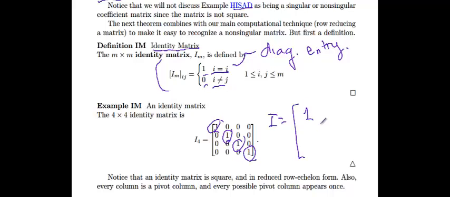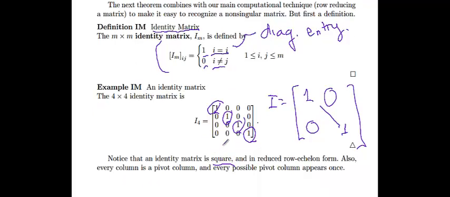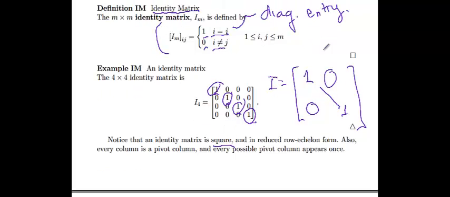It has ones on the diagonal, and it has zeros below and zeros above. So that's the general form of our identity matrix. Now, the identity matrix has to be square. You can convince yourself of that, because you'd have zeros left over here if it wasn't square.